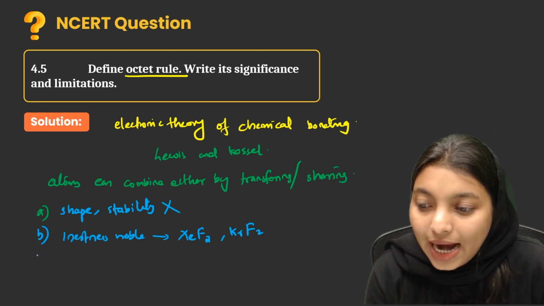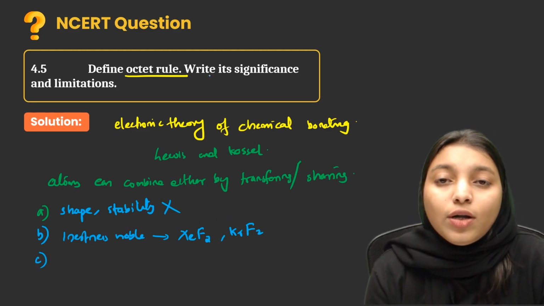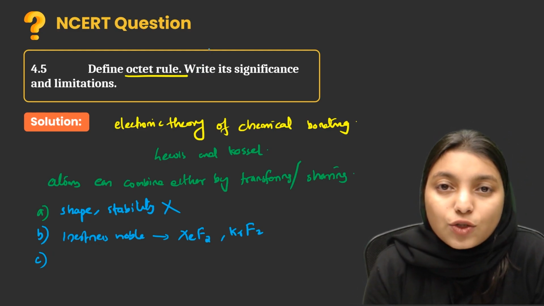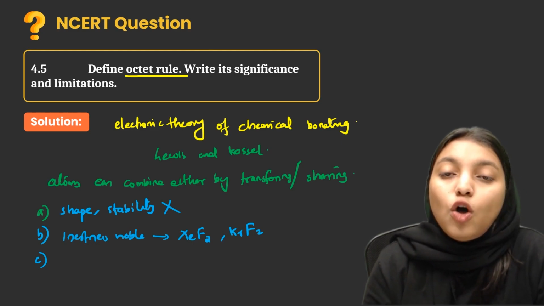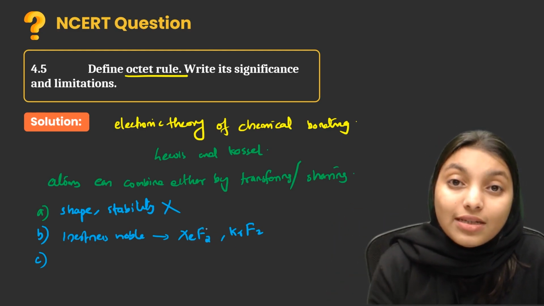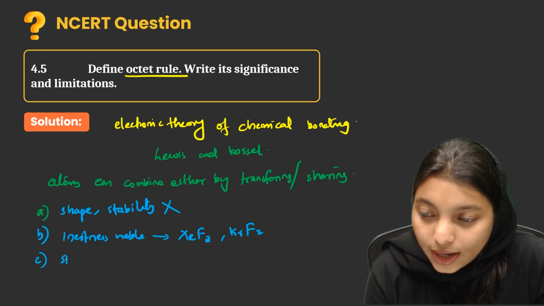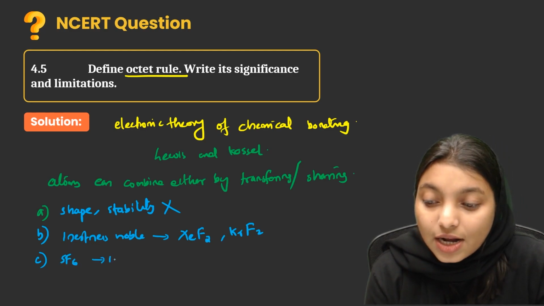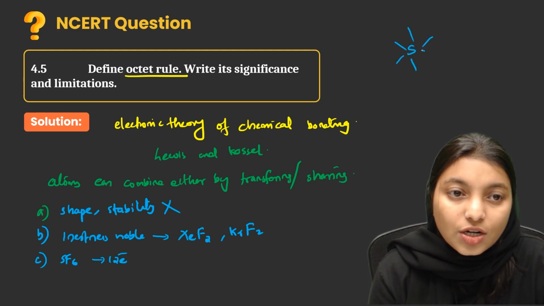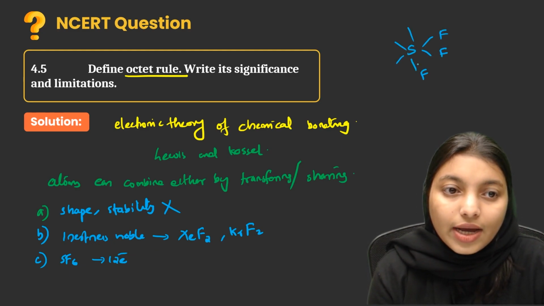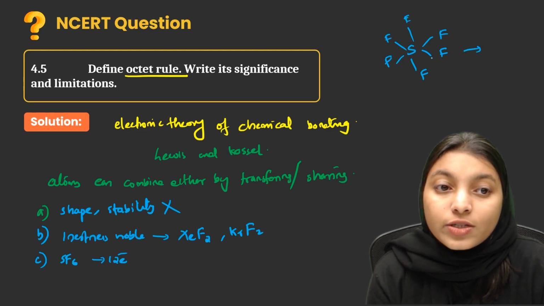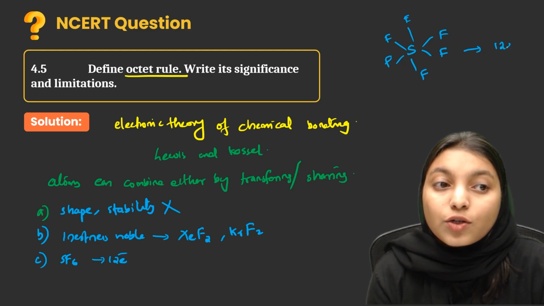And the third one: the theory says they will attain the nearest noble gas configuration, right? But that is not the case for some compounds where we have more than 8 electrons in the valence shell, like SF6. In SF6 there are 12 electrons in the outermost shell. As you can see here, the SF6 structure will be like this. How many electrons? 2, 4, 6, 8, 10 and 12 electrons are present.